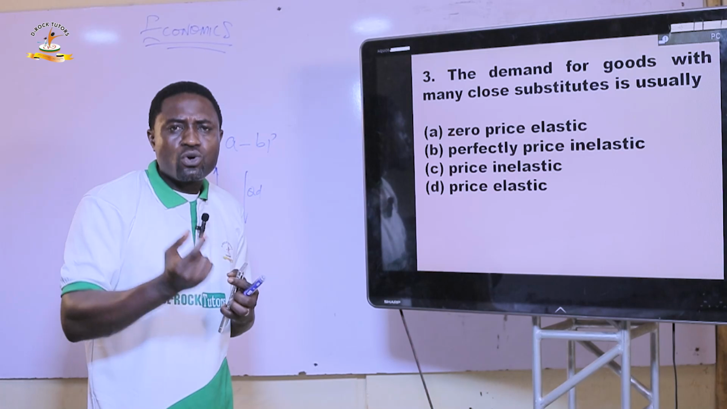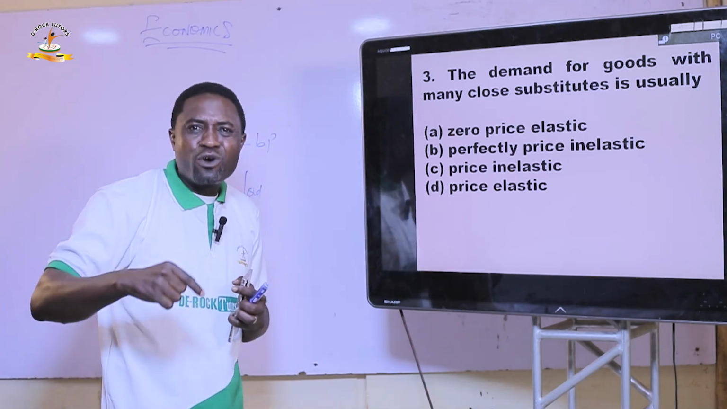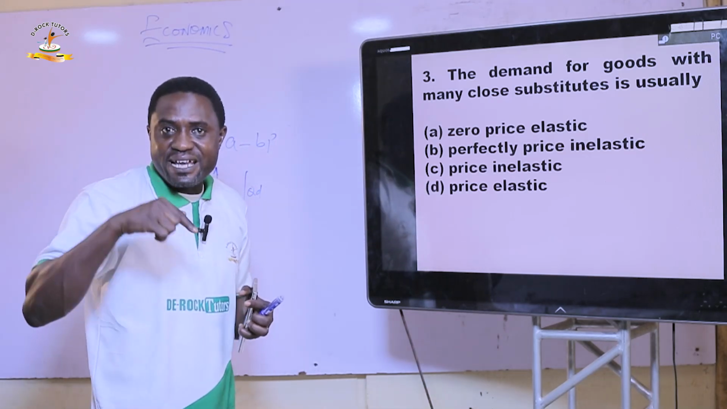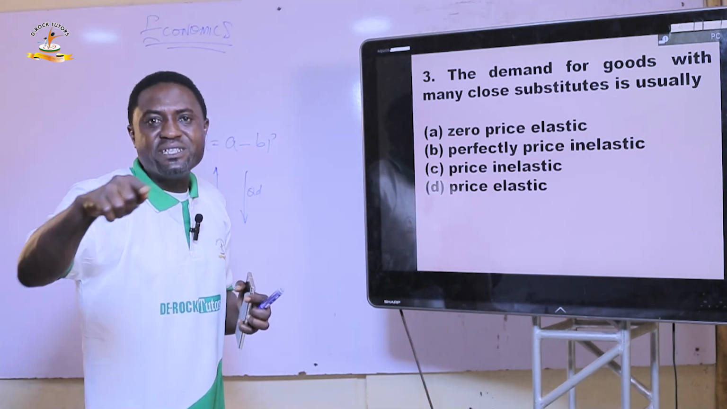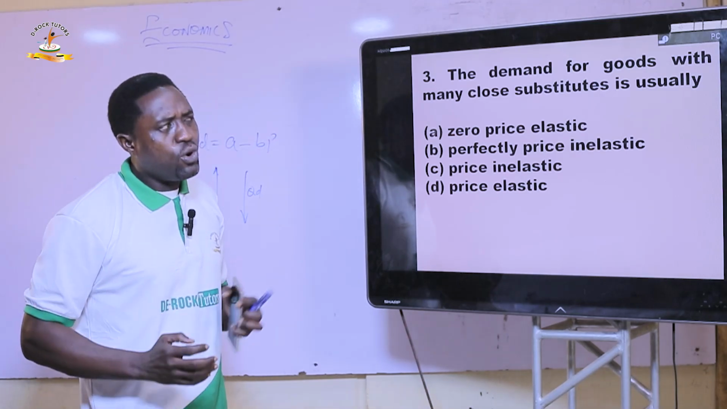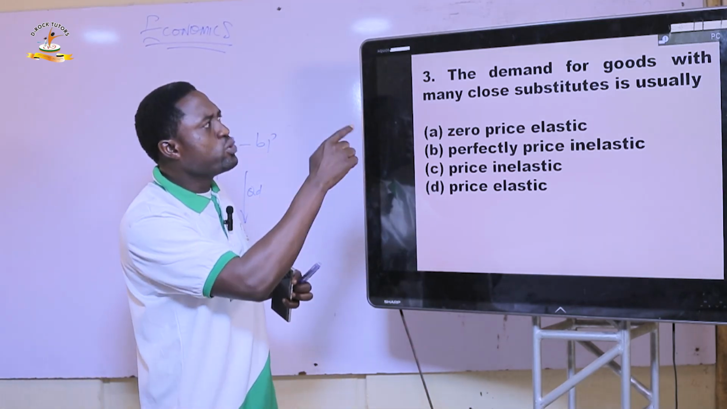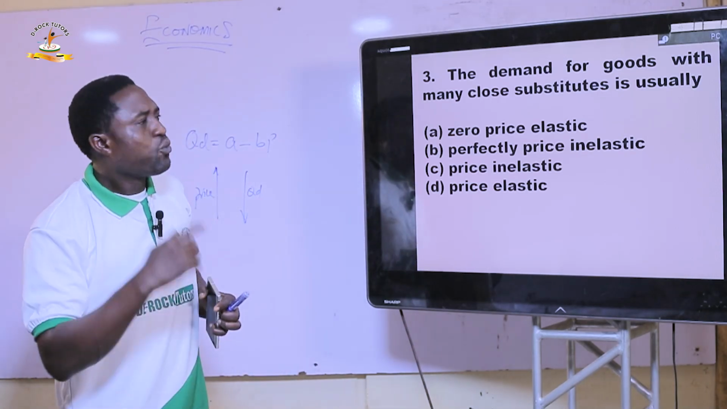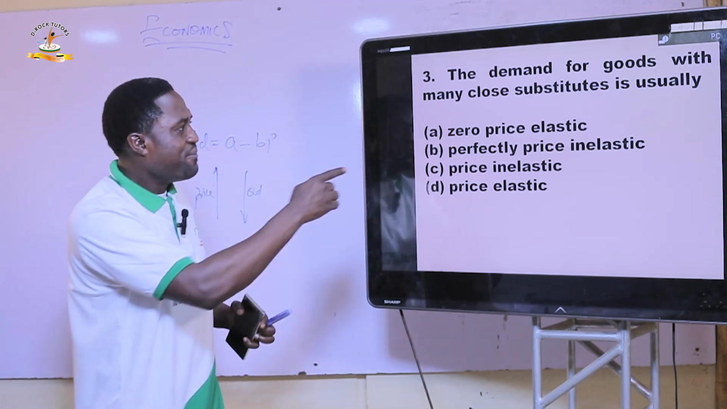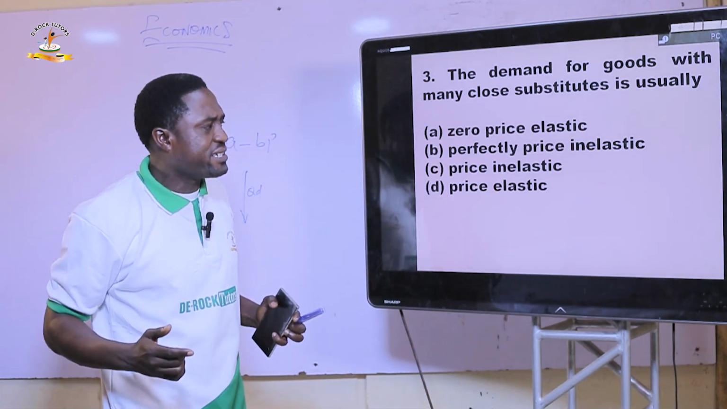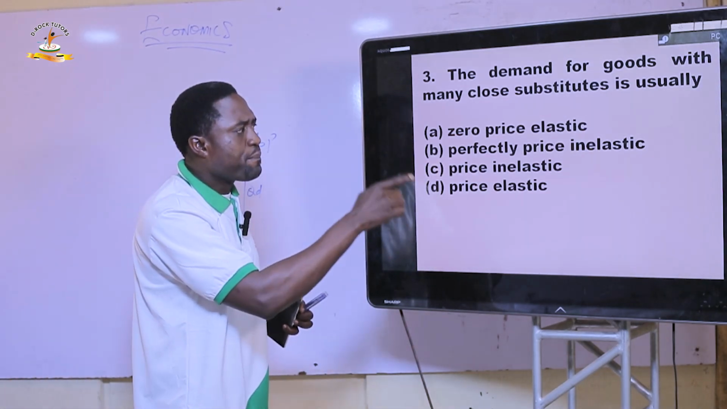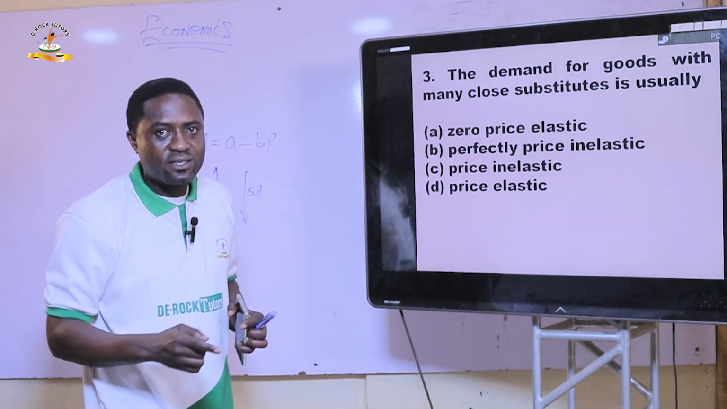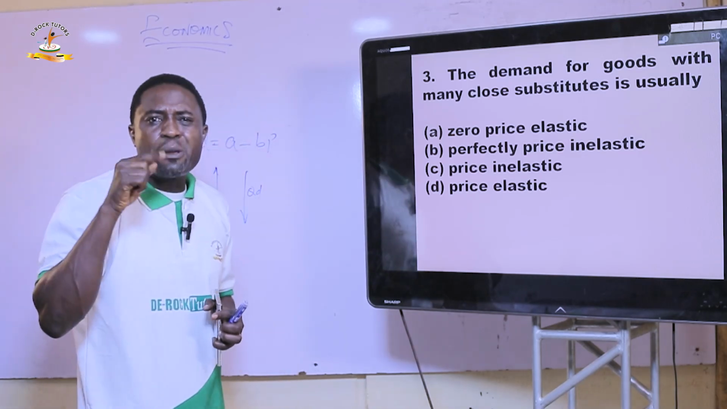Close substitute simply means when you cannot buy one, you can buy another one, and that other one will still give you the taste, the value, of what you intend to buy from the market. So back to the question, the demand for goods with many close substitutes, and the example I gave to you, Bonvita and Milo. What happens to the elasticity? A, zero price elastic. B, perfectly price inelastic. No. C, price inelastic. D, price elastic. For a close substitute, it's going to be price elastic.